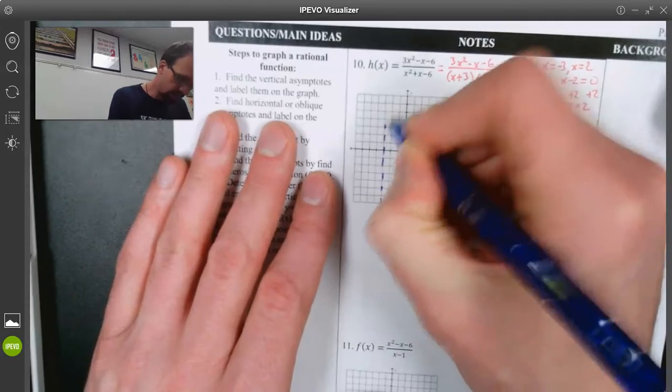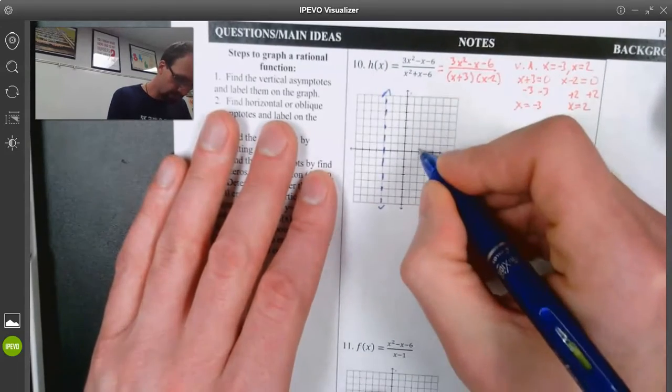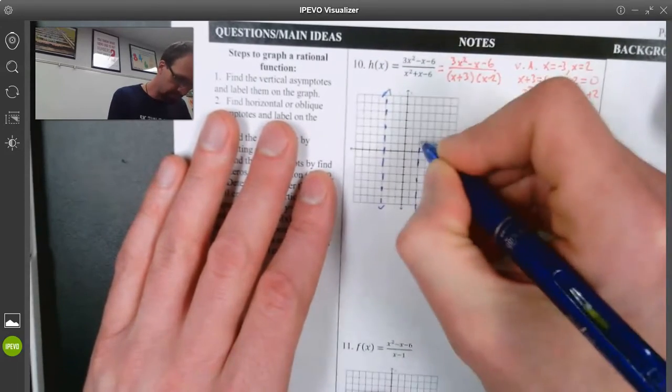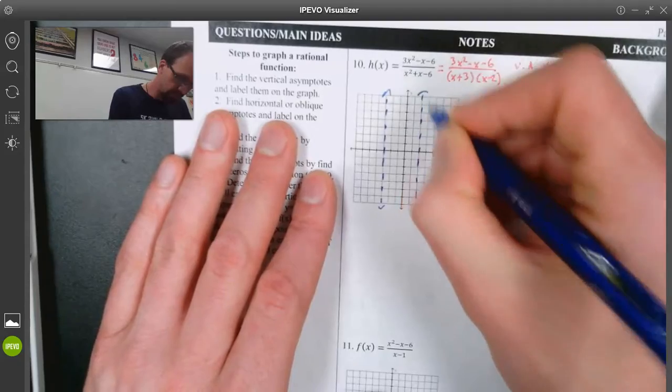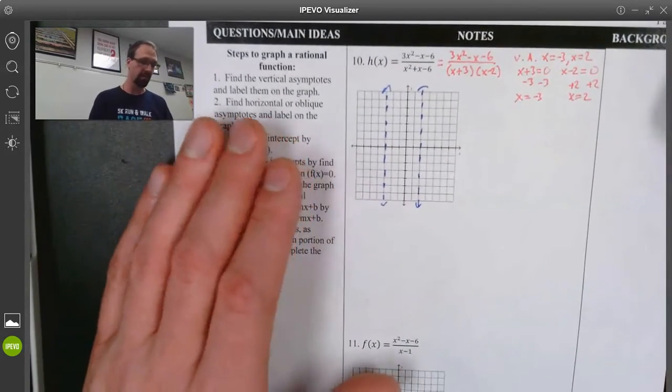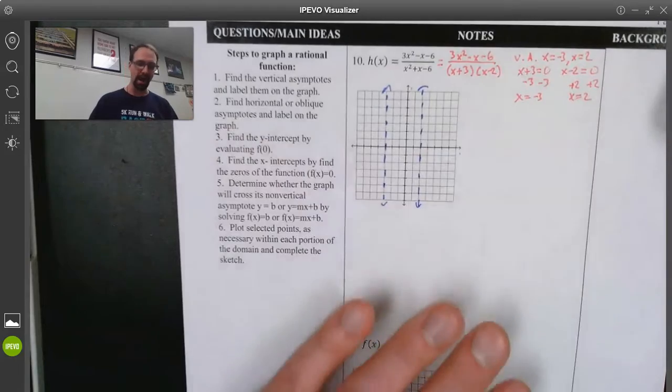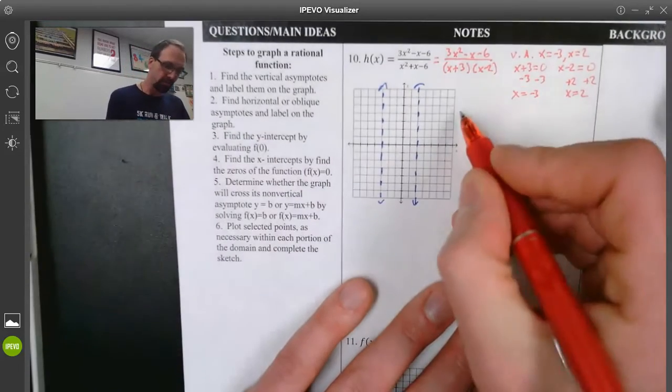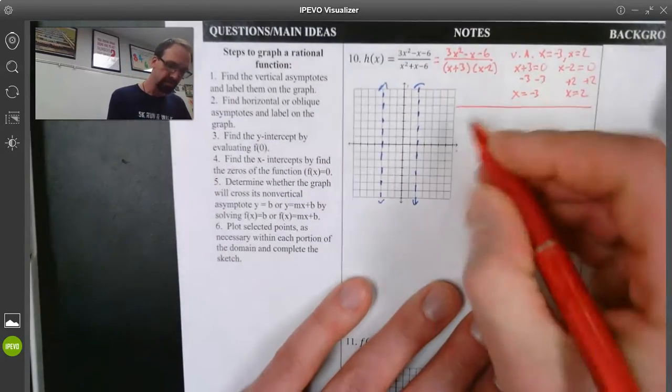So there's that. And here's this one. So we have two vertical asymptotes. In this case, it's going to change what happens with the shapes of the graphs.